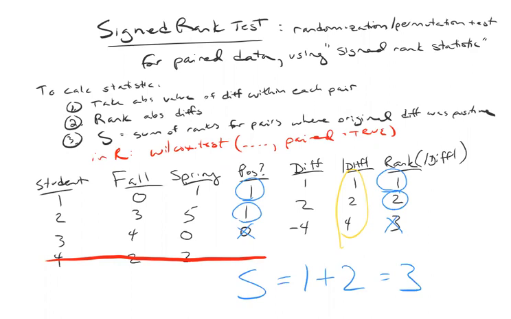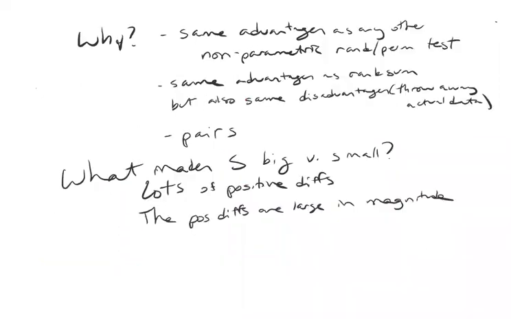In other words, the bigger S is, the more we might actually believe that the people within each pair, or in this case the seasons within each student, are different from each other. The bigger S, the more we might believe that the 2 groups we're comparing are different from each other.